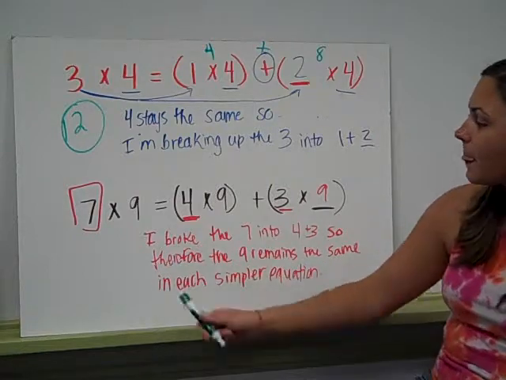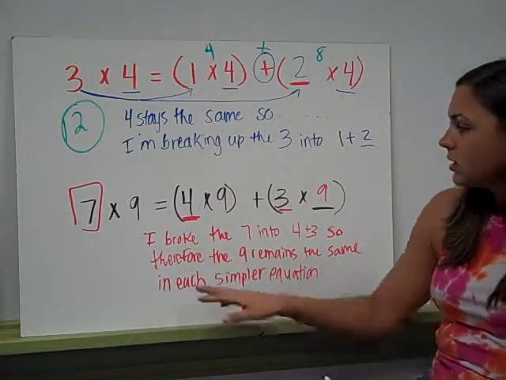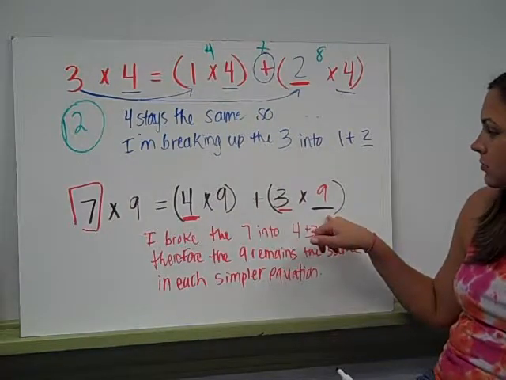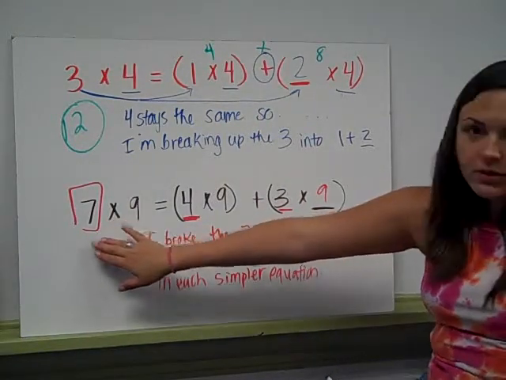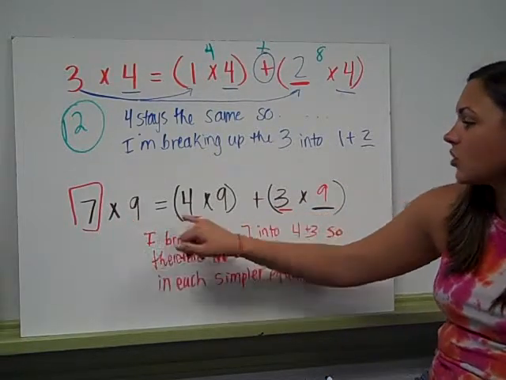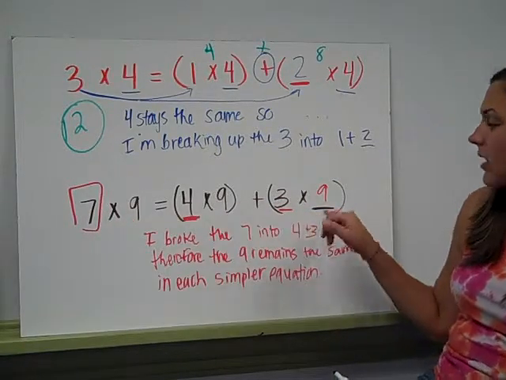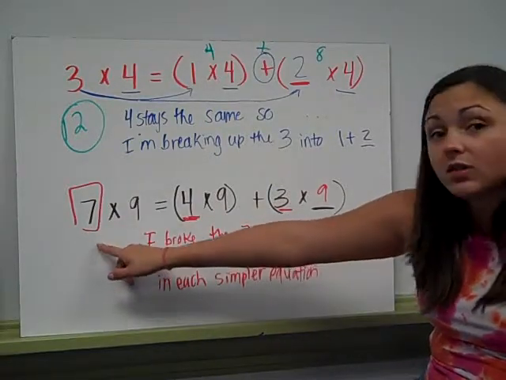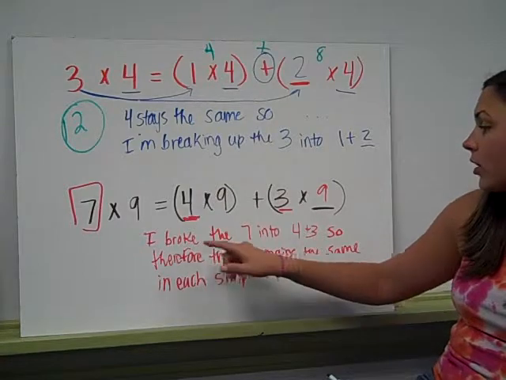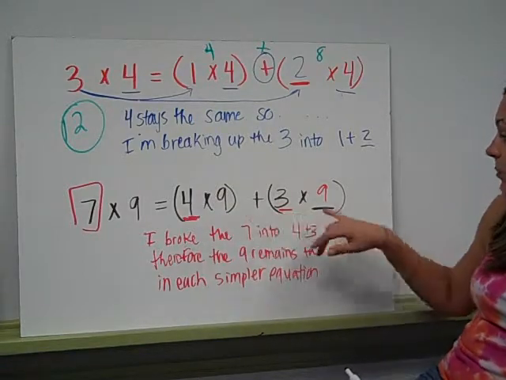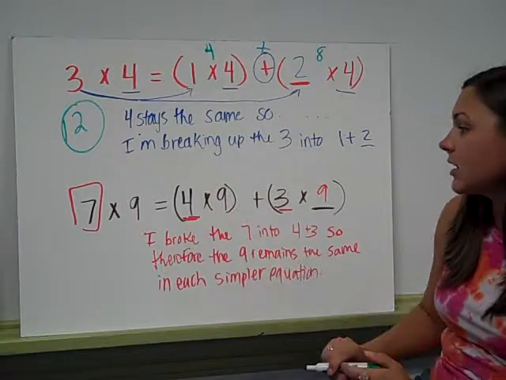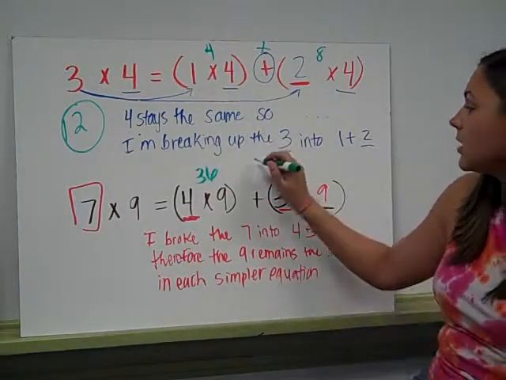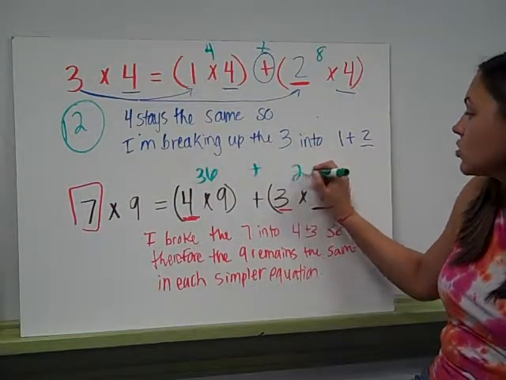Down here, I broke apart the 7 because, 7 times 9, I have 9, I have 9. Oh, excuse me. I broke apart the 7. So this is a 9, that stayed the same, then that would be the same. But this is not a 7, and this is not a 7, so that leads me to believe I broke the 7 up. Therefore, the 9 remains the same. So I'm going to have 9 in both of these. 4 times 9 is 36, plus 3 times 9 is 27.